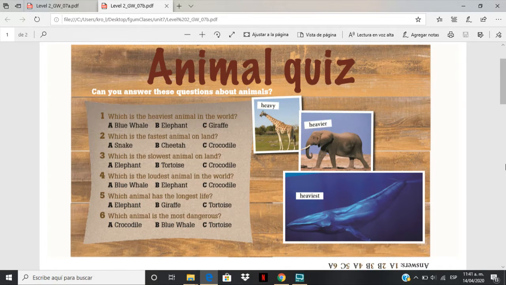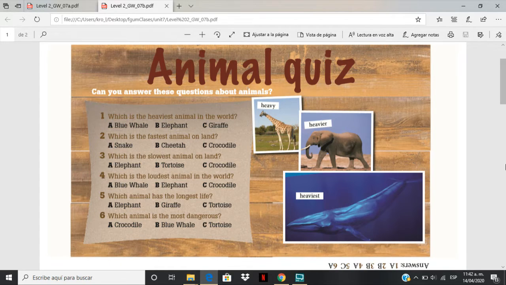Now we have this quiz. It's an animal quiz. What do you know about these animals? What animals are these? The giraffe, the elephant, and a whale. If you think about these animals among the group of other animals, they have a specific characteristic, no? So the giraffe is heavy and the elephant is heavy too. But the elephant is heavier. Yes, it's heavier than the giraffe.